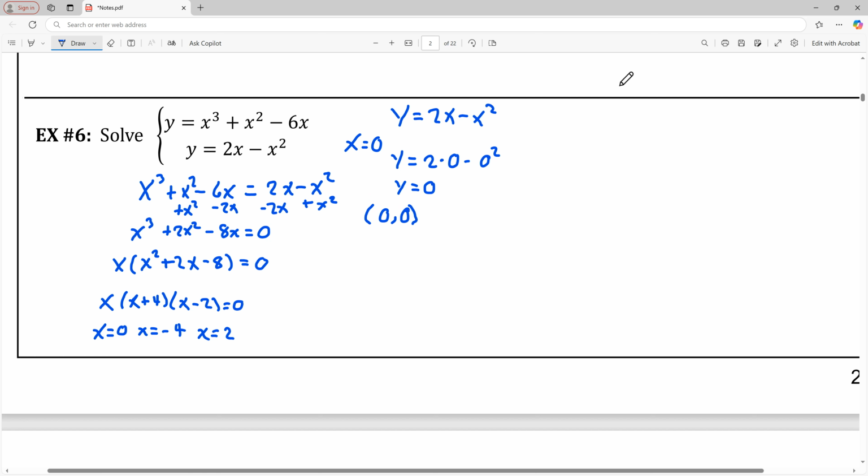That is one solution. I'm going to do the exact same process now, but when x was equal to 2 next. So we have y equals 2 times 2 minus 2 squared. Because I'm still using 2x minus x squared. I'm just plugging 2 in for x now. 2 times 2 is 4. Minus 2 squared is 4. Hey, look, I'm also getting 0. So that means I'm getting the point 2, comma 0.